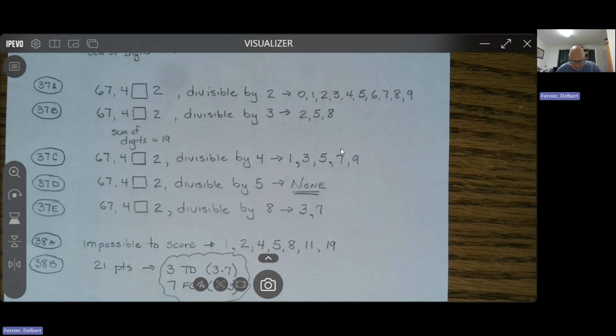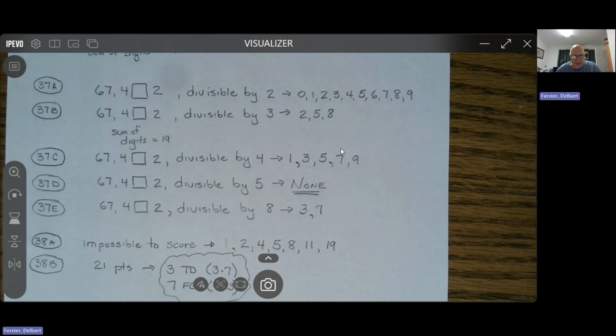Part C, I need to make this divisible by 4. So again, those last two digits have to be divisible by 4. That means I could have a 1. 12 is divisible by 4. I could have a 3. 32 is divisible by 4. I have a 5. 52. You realize that in each case, I'm just increasing by what would be the effect of 20. So I could have a 1, a 3, a 5, a 7, and a 9.